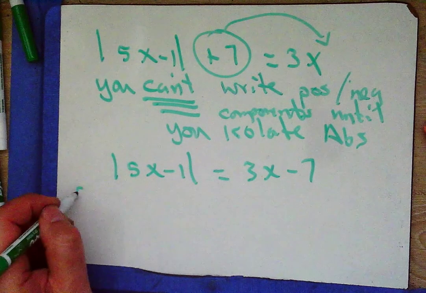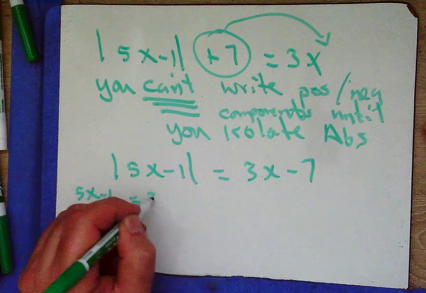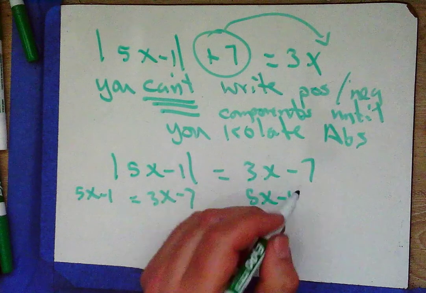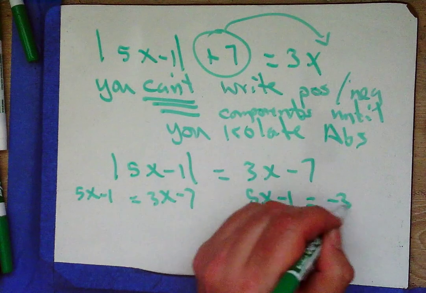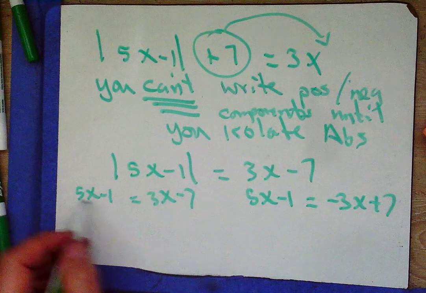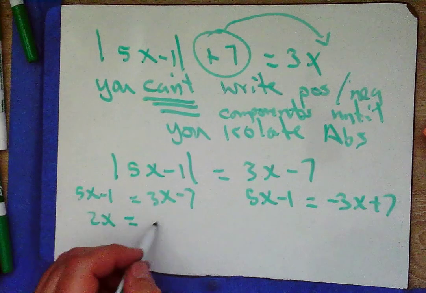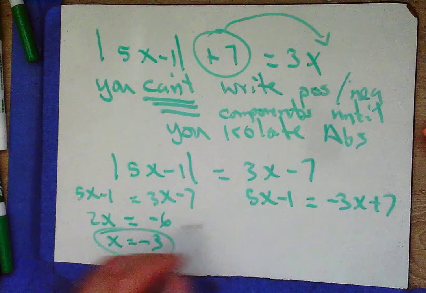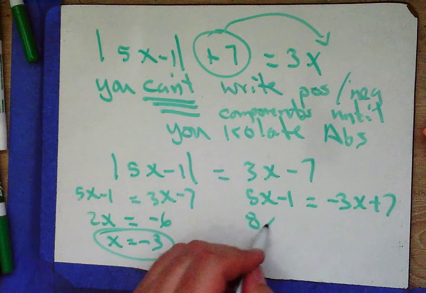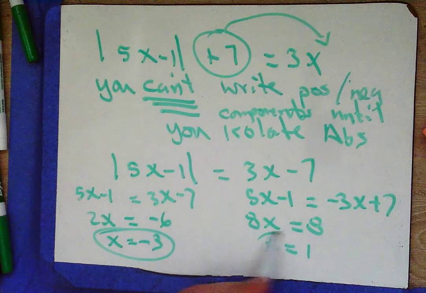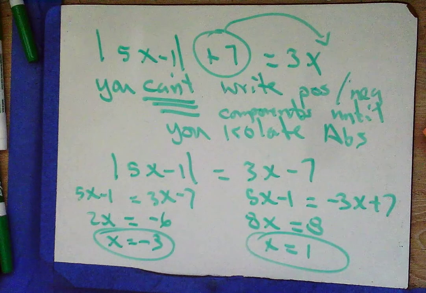So my positive component, 5x minus 1 equals 3x minus 7. And my negative component, 5x minus 1 equals negative 3x plus 7. All right, let's see what happens. I get 2x equals negative 6, or x equals negative 3. And over here, I get 8x equals 8, or x equals 1. All right, should we have 2 solutions?